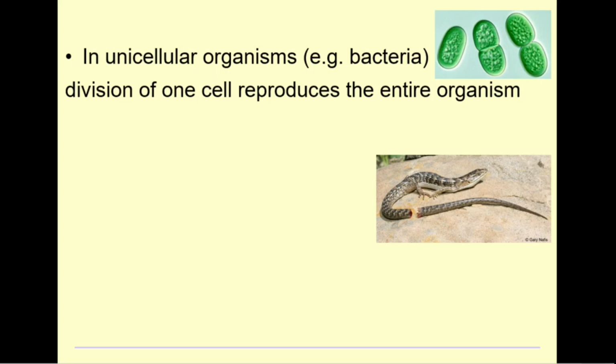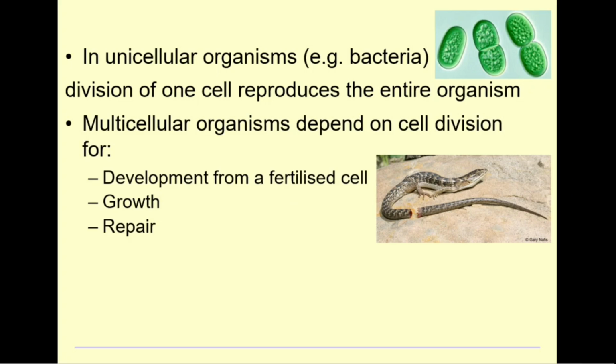Now, clearly that isn't going to work with us because we are multicellular organisms. So a typical adult human consists of somewhere between 70 and 100 trillion individual cells. So there's a lot more cells there to have to divide. Instead, we use cell division, in this case mitosis, for three main purposes. And they are development from a fertilized cell.